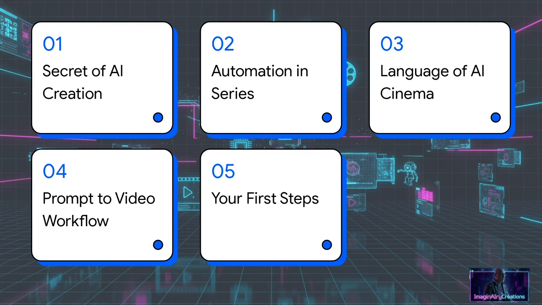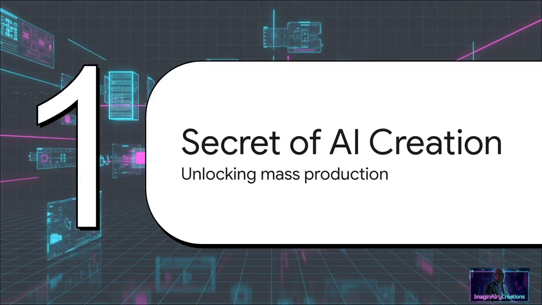So, here's our mission briefing. First, we'll uncover the secret to mass production. Then, we'll wire up the automation engine itself. After that, we'll learn the cinematic language to command the AI like a pro. We'll assemble the entire workflow from start to finish, and then we'll hand you the keys so you can get started immediately.